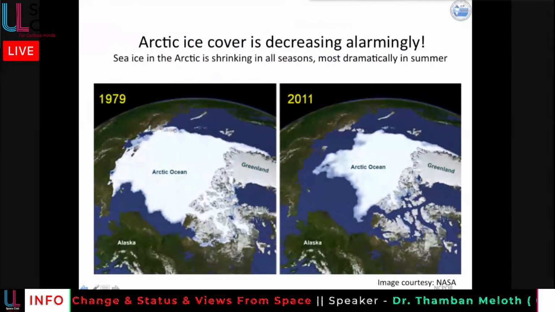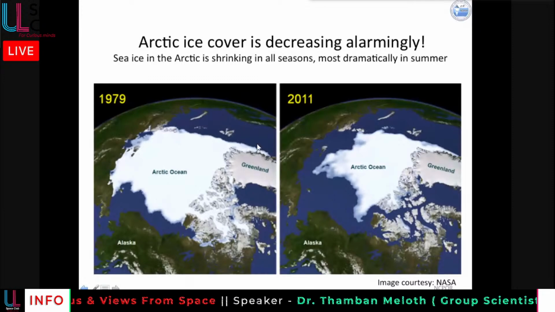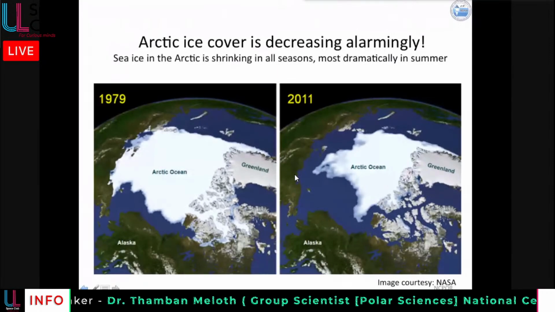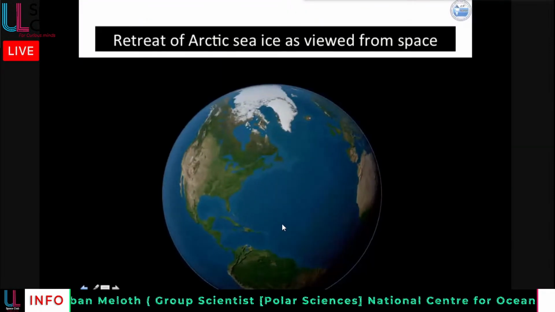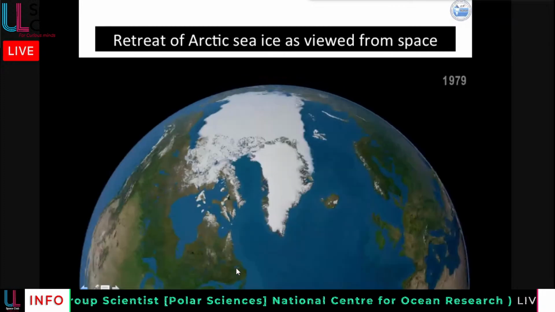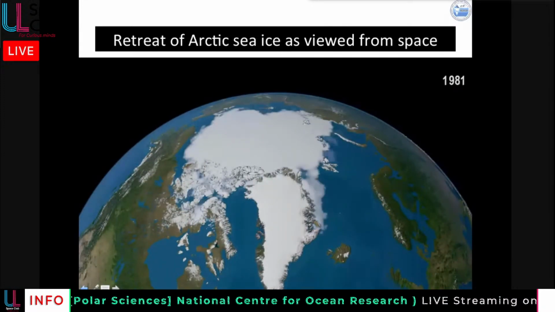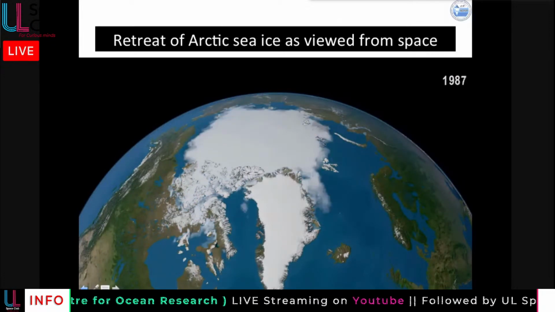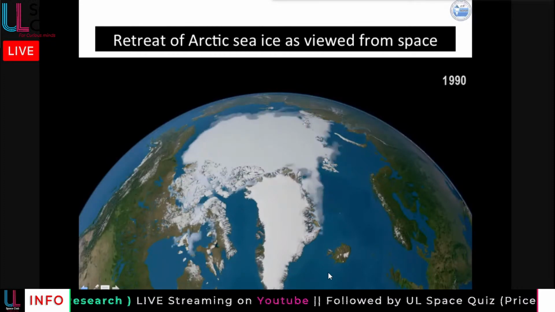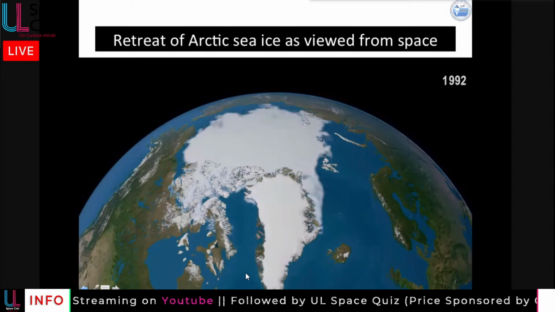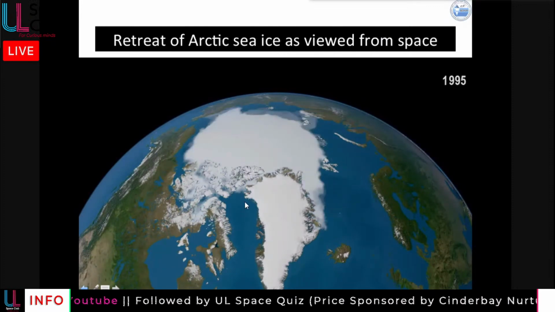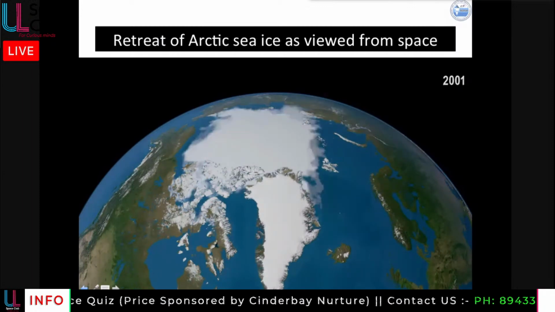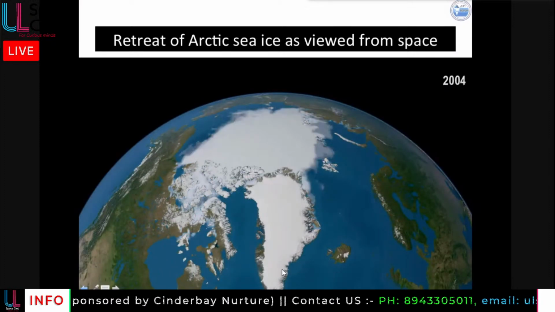Now come to the Arctic. As I already mentioned many times, Arctic ice cover is decreasing alarmingly. You almost hear it every day in newspapers and in your online media and so on. What we find is that the retreat of Arctic sea ice, if you look at it from space again, changes through time, it changes through seasons, but it changes year after year. And what we find from the 1980s, when the first satellite measurements took place, to 2016, is a dramatic decrease of the sea ice cover in the Arctic.